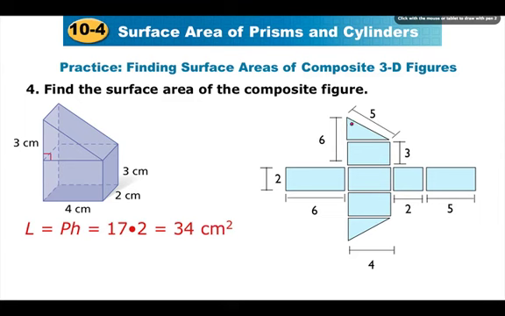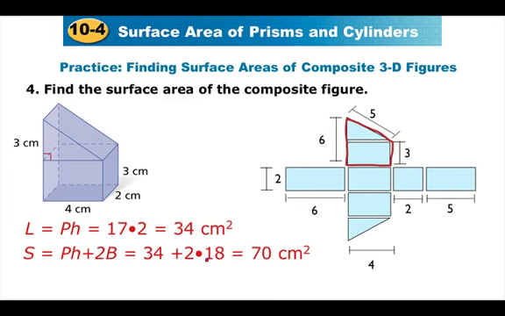Now I'm going to find the area of one of these bases, which is a trapezoid, and you know how to find the area of the trapezoid. Base 1 plus base 2 times the height, which is 4, divided by 2, and you end up with 18. Then you add 34 plus 2 bases, because this is just 1 and I have 2, and I end up with the surface area being 70 square centimeters. Let's move on to the next slide.